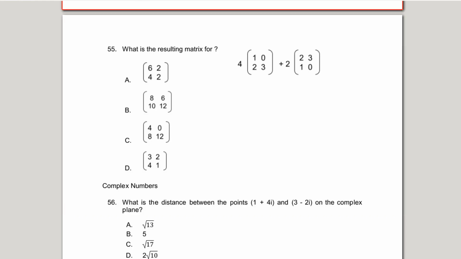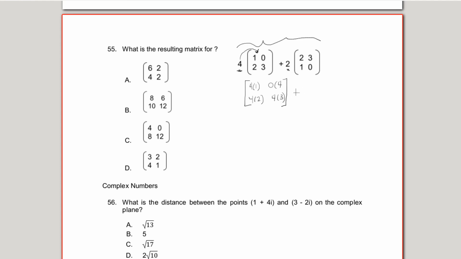Question 55 is asking us for the resulting matrix given this set here. First of all, we have values out in front, these scalar values, so we're going to have to multiply through first. It's sort of like multiplying with parentheses, but we're going to take this 4 and we're going to multiply each entry in this matrix by 4. So I'll rewrite this as 4 times 1, 0 times 4. These are still just the entries. 4 times 2 and 4 times 3.